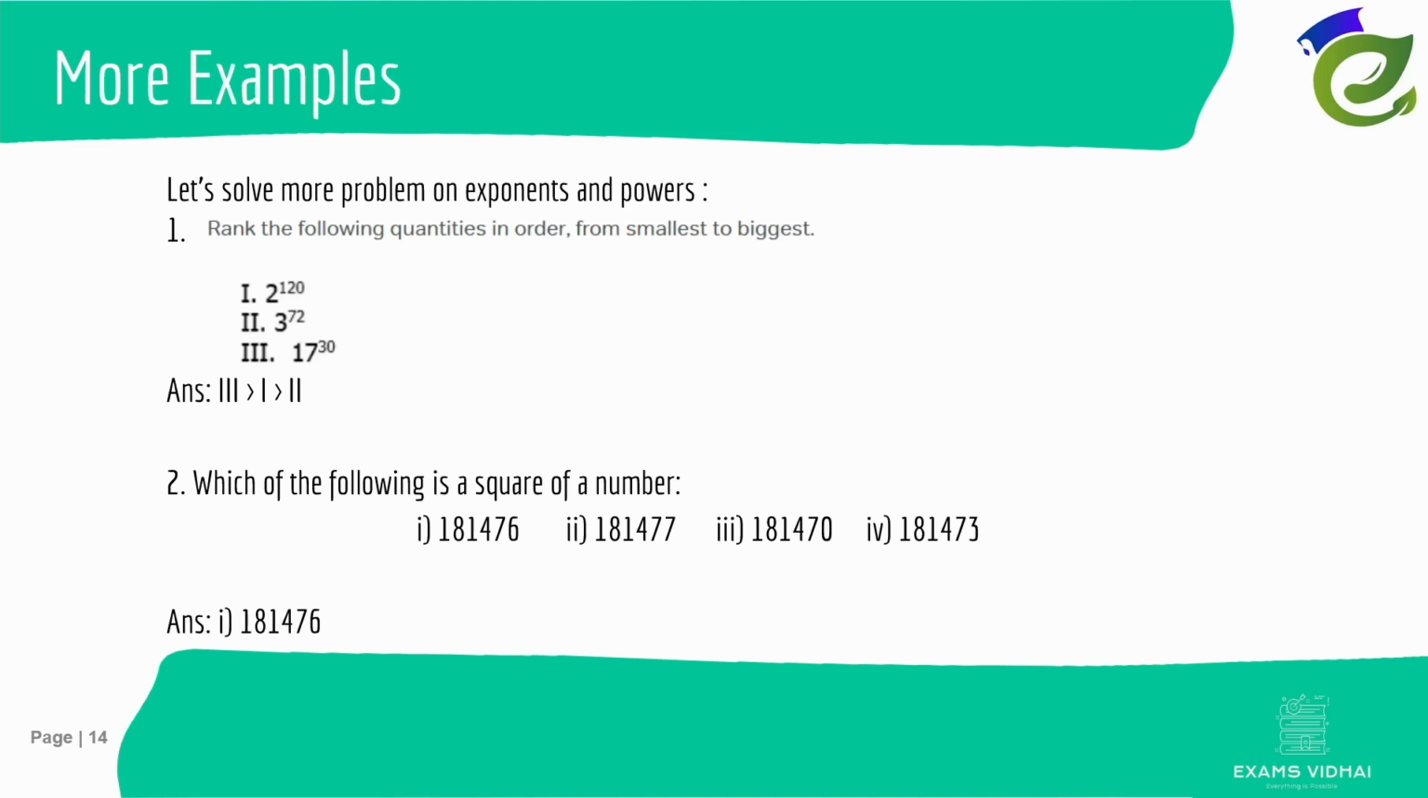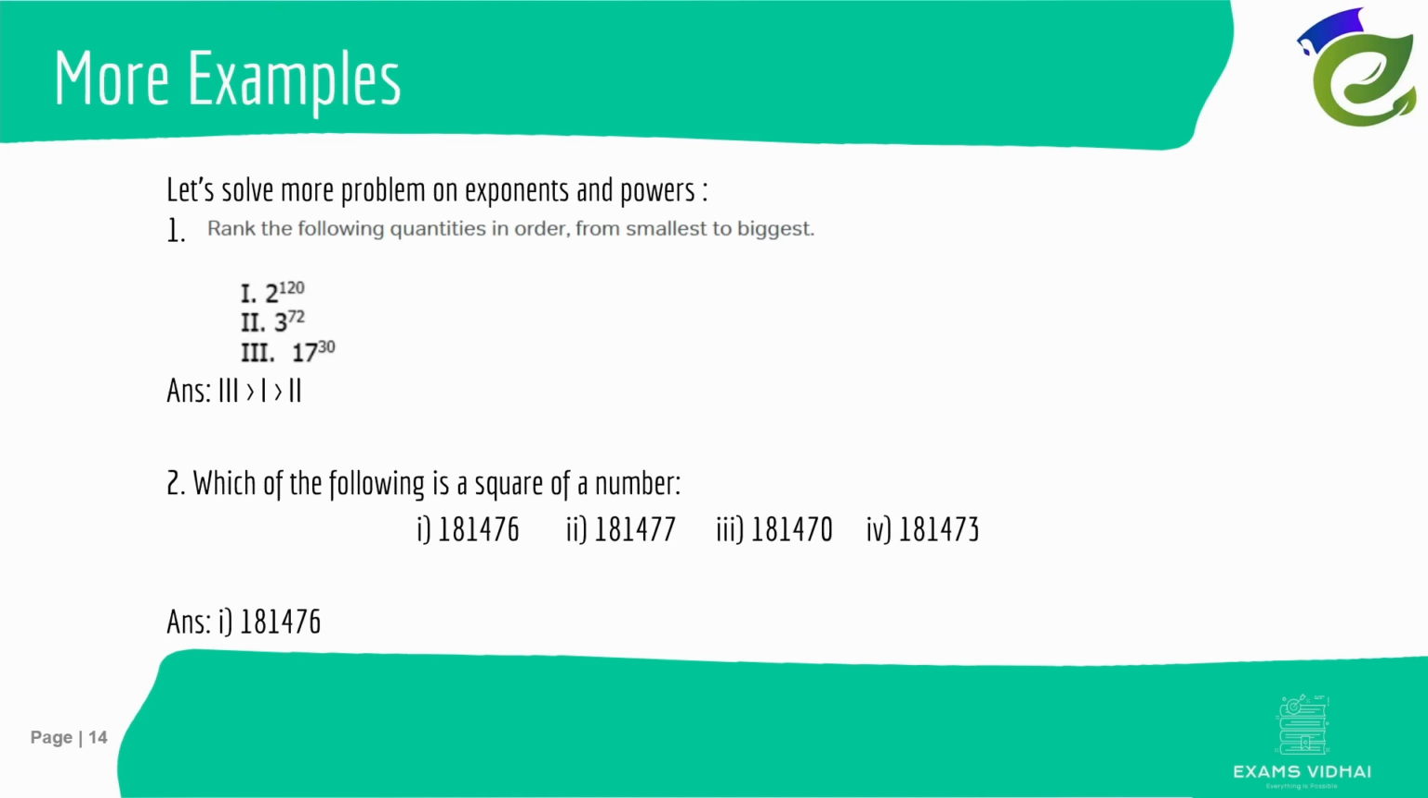Over here the greatest common factor of 120 and 30 is 30. So let's take 30 common. You can write it as 2 power 4 by 17 whole to the power 30. And as you know, 2 power 4 is 16. So the inside part would be 16 by 17 whole to the power 30.